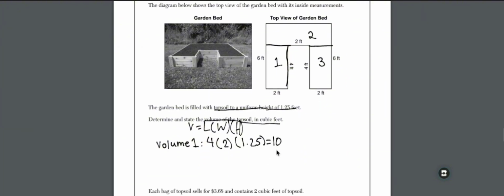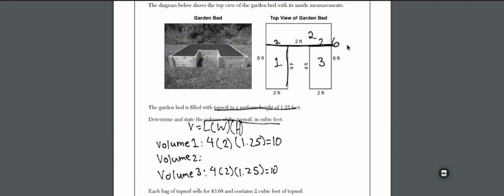Volume of 3 is going to be the same thing. I'm just going to write volume of 2, and then volume of 3 is going to be the same thing. 4 times 2 times 1.25, I'm going to get 10. Now for rectangle 2. I have a length of 6, because this is 2 feet and this is 2 feet. So 2, 2, 2 is 6.